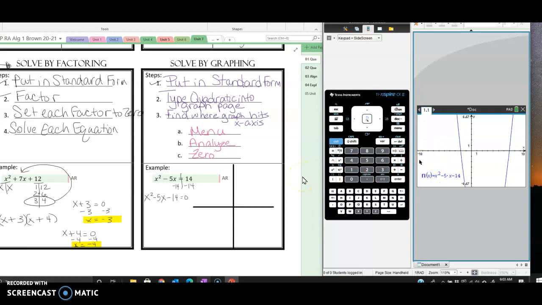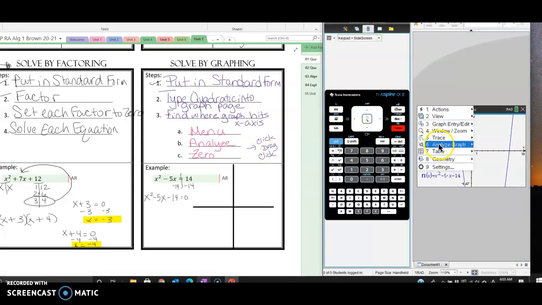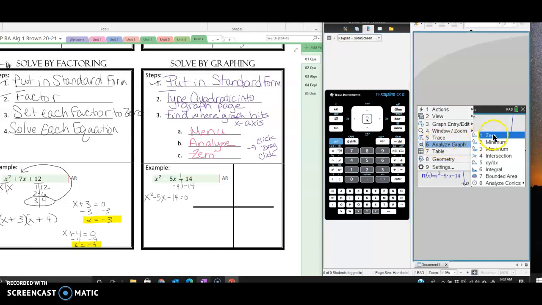All right, so we need to find where the graph hits the x-axis. Well, we can see it right here and here, but we're going to use our calculator so it actually tells us what it is, okay? We have to do it 2 times, okay? So whenever I do this, I call this click, drag, click, okay? So I'm just going to put an arrow here, and I'm going to call it click, drag, click. All right, and we're going to do menu, analyze graph, and then 0.